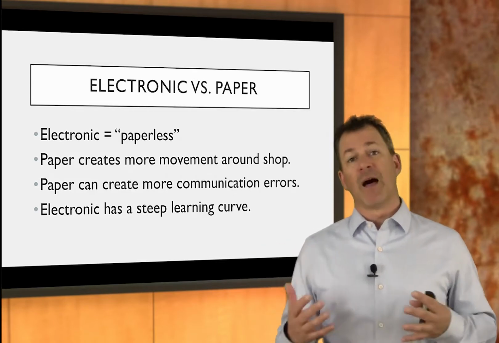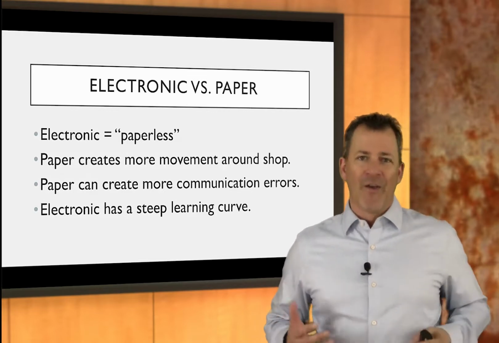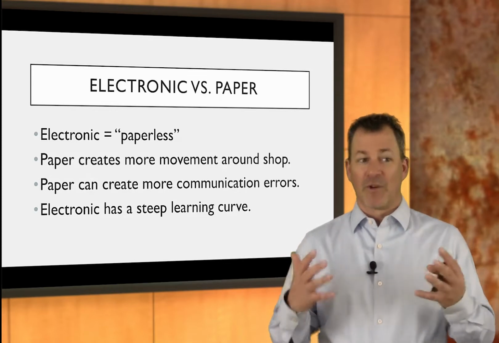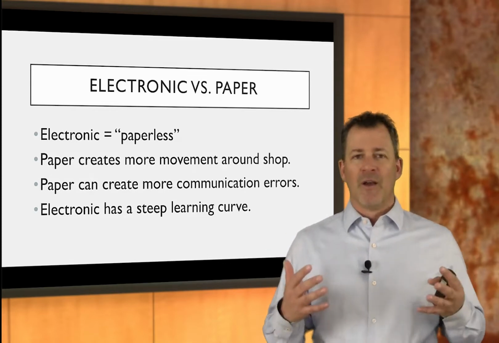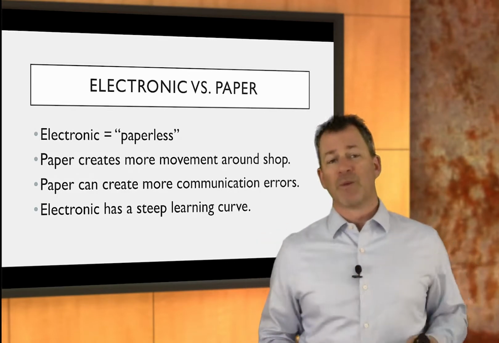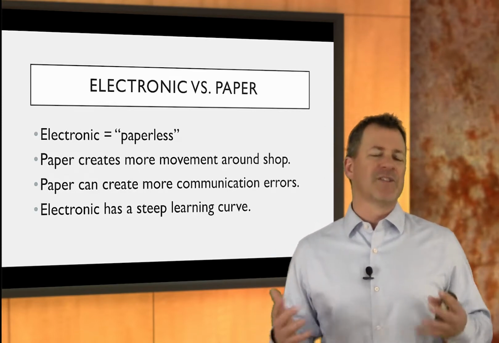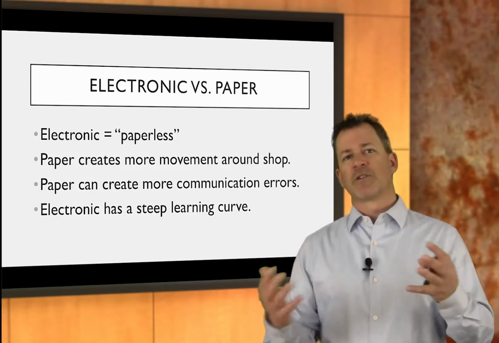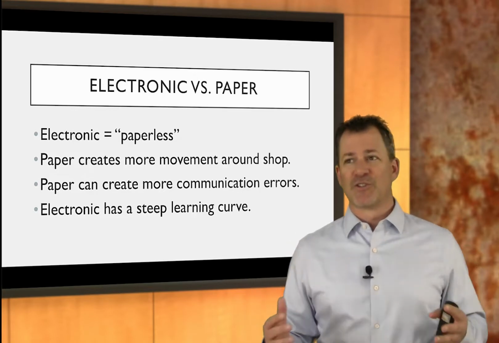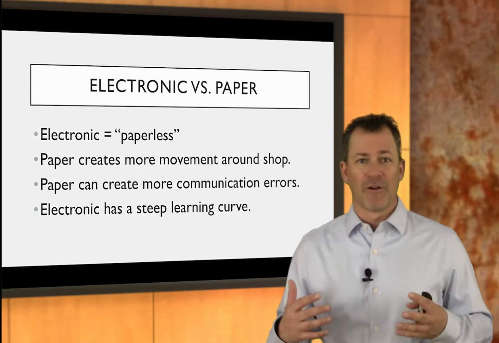Paper does create a lot more movement. When I say movement around the shop, what I mean is we've got to walk to get the paper. It can't be sent to us. And so with paper, depending on how you look at it, the service counter has to print the papers, go to the printer, get them out of the printer, and put them in a bin or a dispatch rack or wherever they have to go. And then the technicians have to come get them. So there's a lot more walking around, a lot more movement, and some would say wasted time and wasted efficiency and productivity. Paper, in my mind, can also create more communication errors.